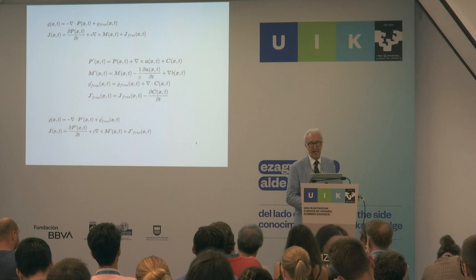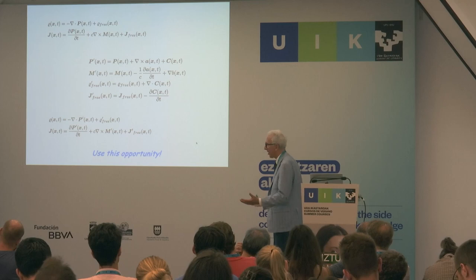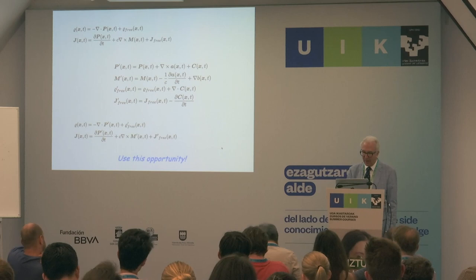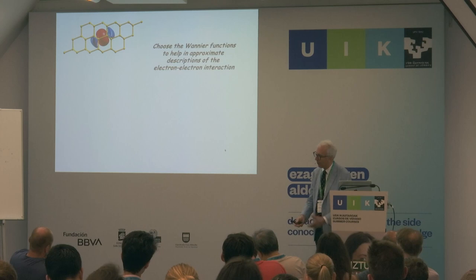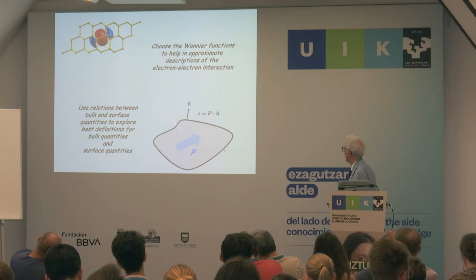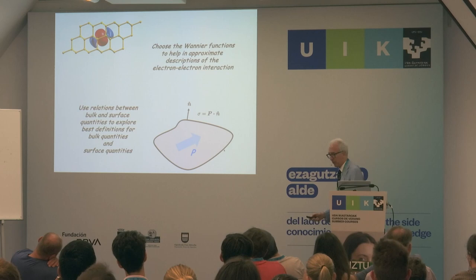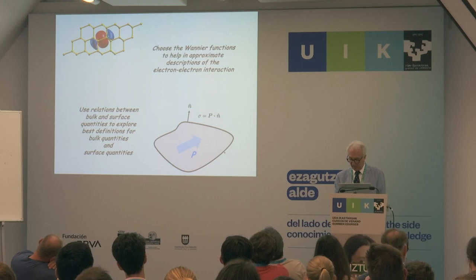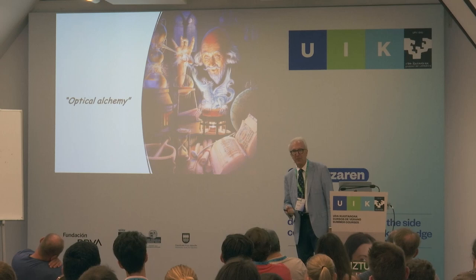So what we would like to do, ultimately, if we get everything pinned down and sorted out, is use this opportunity to think about how we choose our Wannier functions and therefore our polarization and magnetization, maybe in a way to help in approximate descriptions of the electron-electron interaction, and how that helps us understand what's going on with the bulk-surface correspondence. But that is all wishful thinking, okay? We're still hoping to get someday to the optical alchemy of nonlinear optics with this.